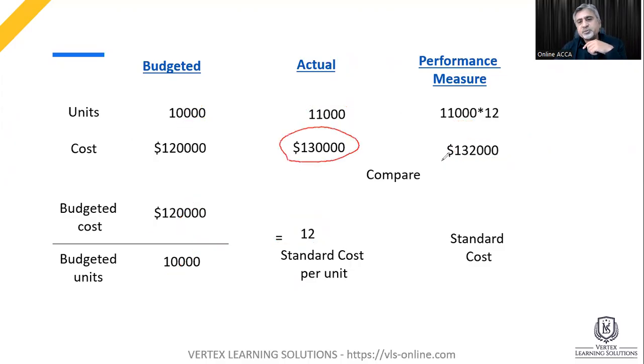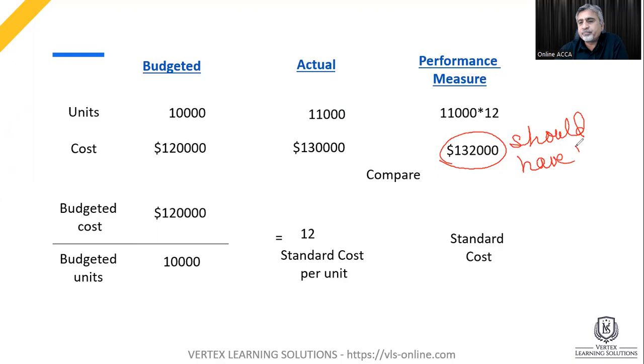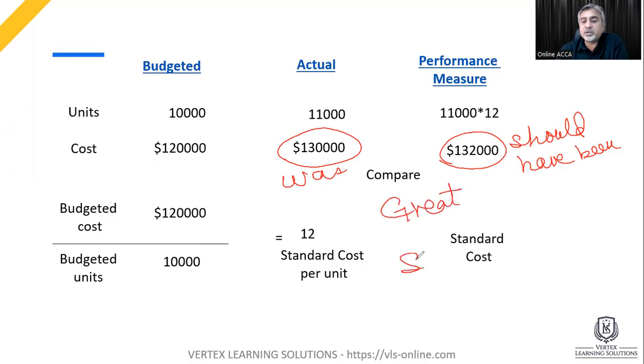Now we can compare these two. I mean, these two we cannot compare, because this 120 was for 10,000 units, which is not the case. In reality, we produced 11. So for 11,000 units, the cost should have been $132,000, but the cost was $130,000. You did great. You actually saved $2,000.